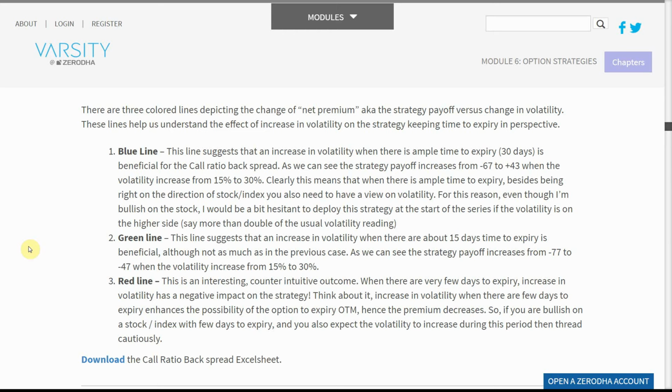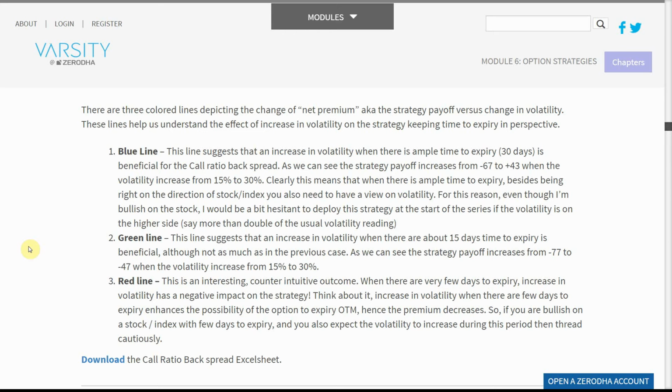Blue line. This line suggests that an increase in volatility when there is ample time to expiry, 30 days, is beneficial for the call ratio back spread. As we can see, the strategy payoff increases from -67 to +43 when the volatility increases from 15% to 30%. Clearly, this means that when there is ample time to expiry, besides being right on the direction of the stock index, you also need to have a view on volatility.